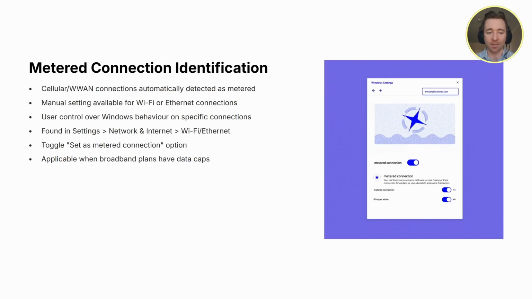What are the good? What are the bad about this? Let's have a look. Metered connection identification, right? You can, essentially what I just said, set yourself to have a metered connection. So if you want to set a metered connection, you can go to settings, network and internet, and then Wi-Fi/Ethernet, and you can toggle set as metered connection. And that would basically set that. You can set the details there.